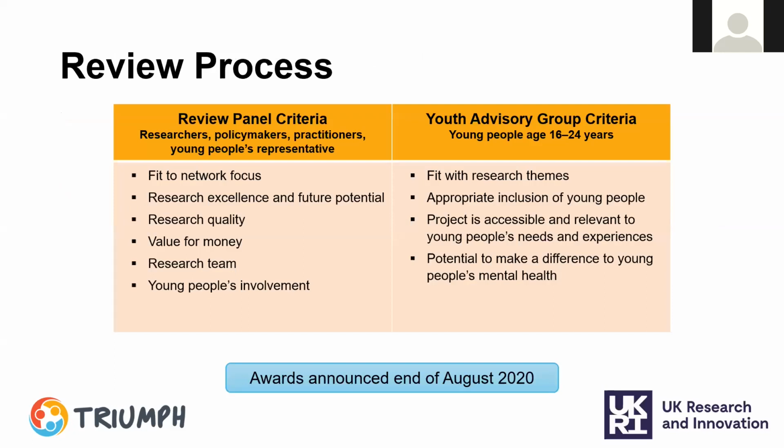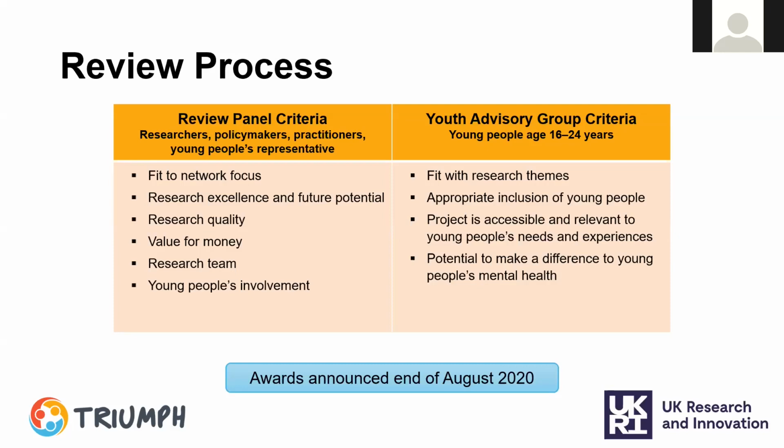So once you've submitted your application, all the applications will be reviewed by a review panel, which is going to be made up of researchers, policymakers, practitioners, and a representative for young people. And they'll also be reviewed by our youth advisory group that Christina mentioned earlier, which is made up of 16 young people aged 16 to 24. So there'll be a slightly different focus for each of these review groups.